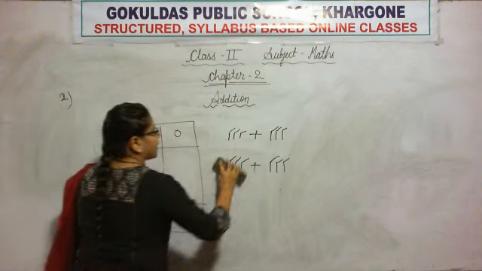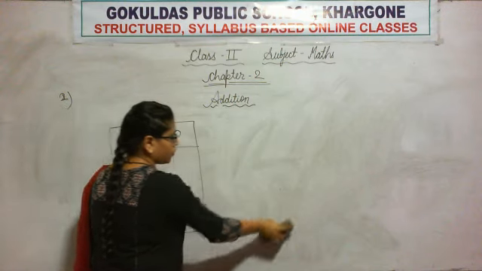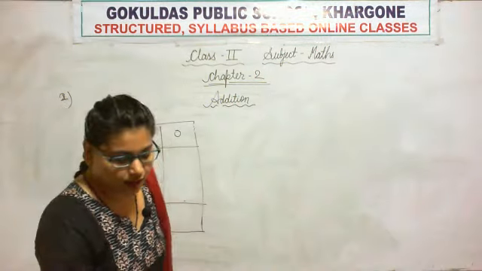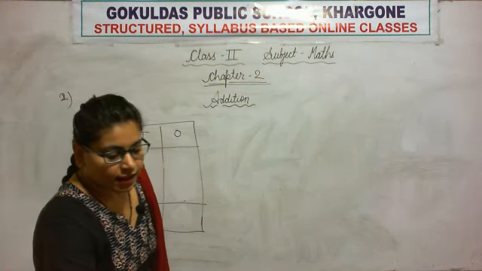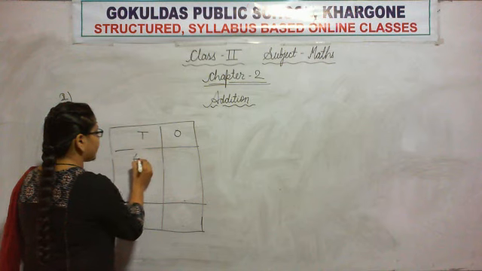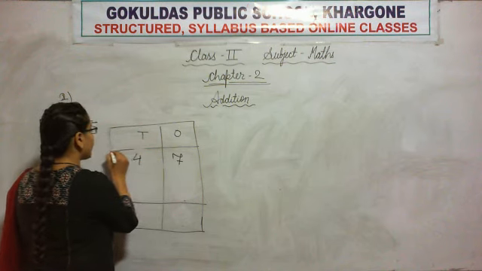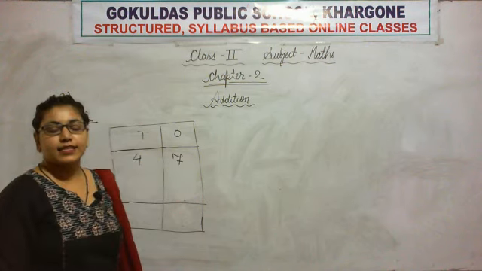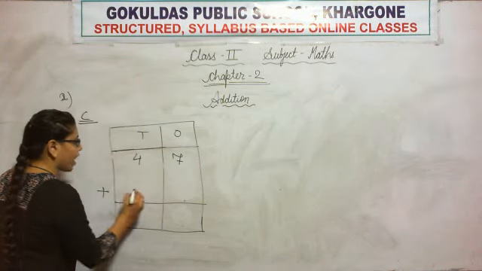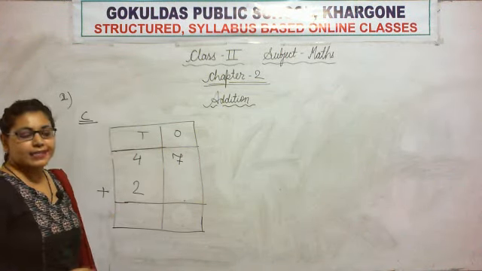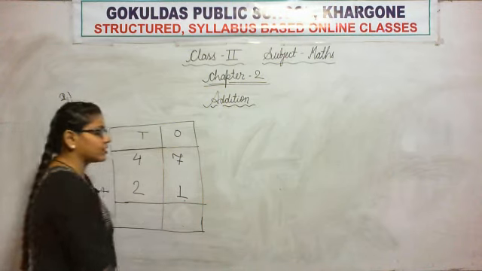Now, likewise, we can do part C also in the same manner. C. The first number is 47. We will write 4 and 7 below ones. And the next number is 21. We will write 2 below tens and 1 below ones position.